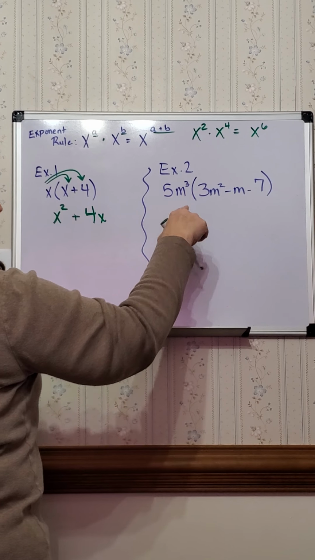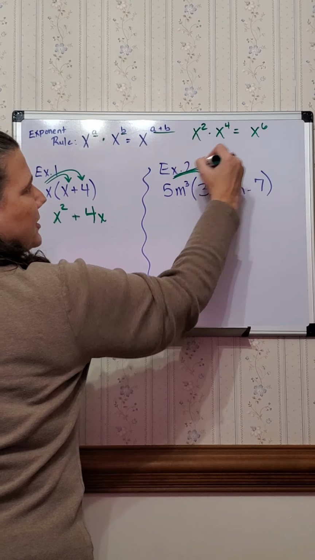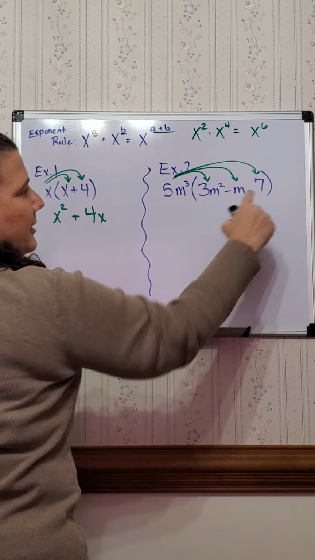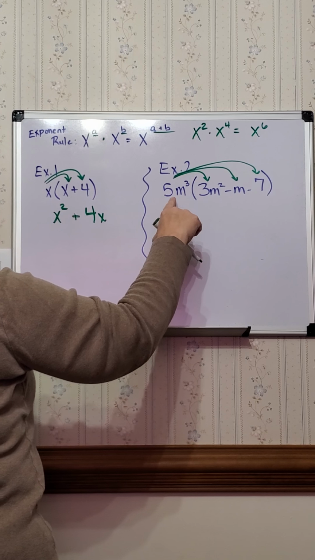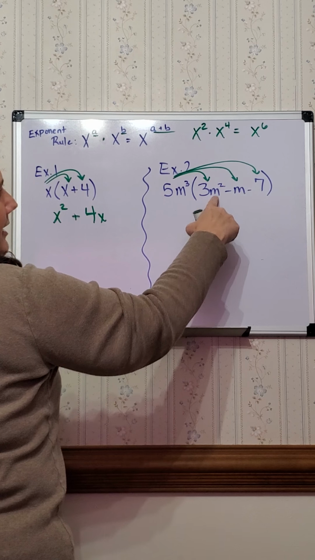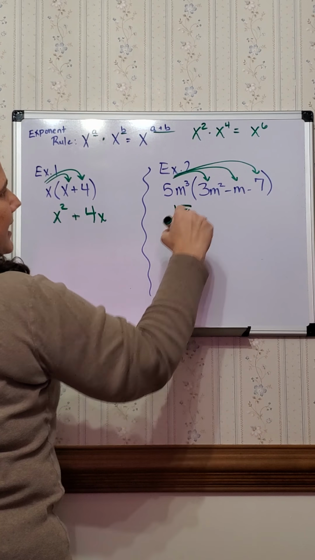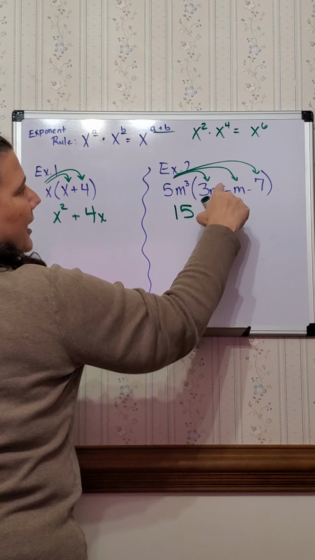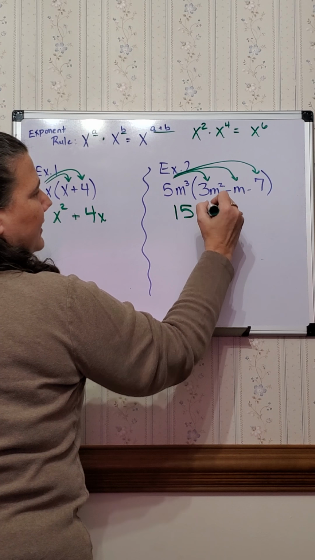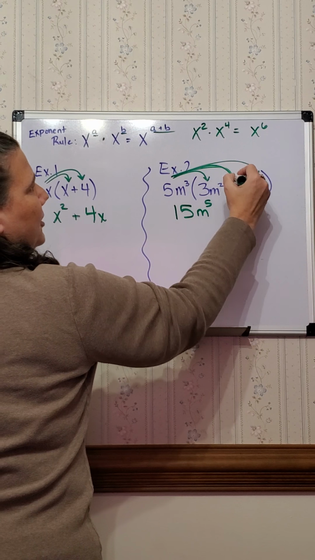I'm going to go to example 2, and again, we're going to use distributive property. This time, notice that we have 3 numbers that we are distributing to, but we're going to do it the same way. We're going to say 5m to the third times 3m squared. 3 times 5 is going to give me 15. I've got 3 m's here and 2 m's there, so when I add that together, I'm going to have 5 m's. Then I'm going to go to the next one.